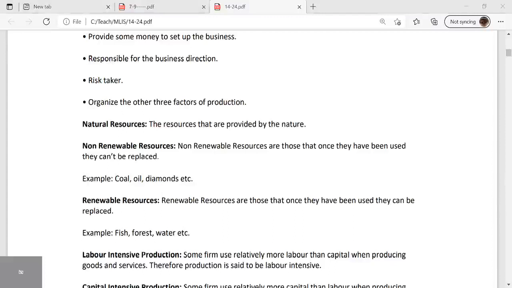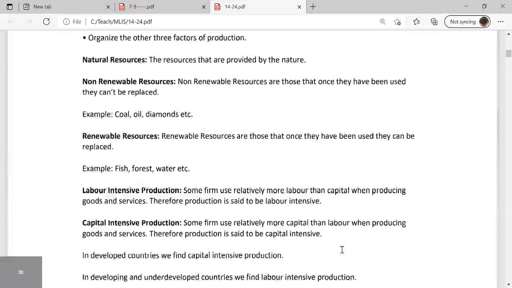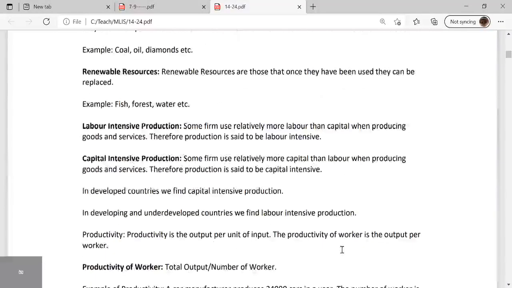So that's why these are known as non-renewable resources. And renewable resources means that we can replace them, like fish, forest, water. If we use them, we can also reuse them, reproduce them. From fish we can get more fish. From planting trees we can come up with more forests. Water flows can bring more water. So these are renewable resources.